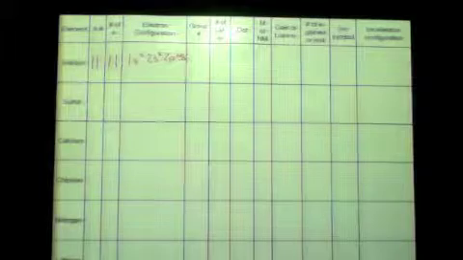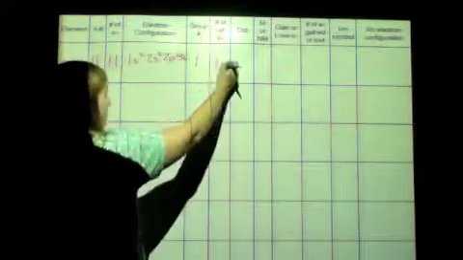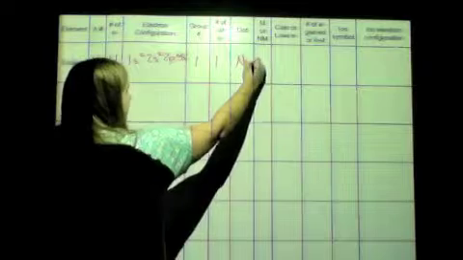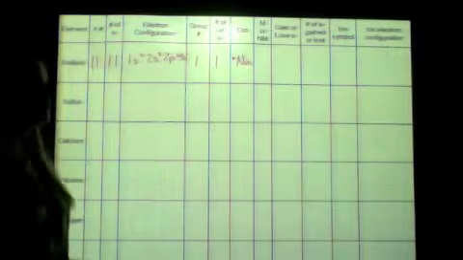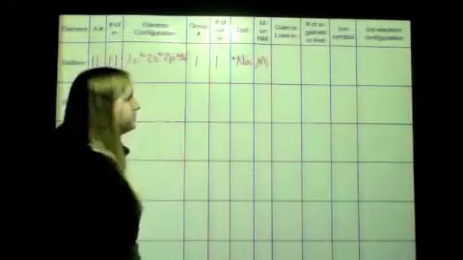Group number, it's in group 1. Since it's in group 1, how many valence electrons does it have? 1. So then we do the electron dot diagram, it's just Na with 1 dot. Is it a metal or a non-metal? So again, is it to the left of the staircase or to the right of the staircase? It's to the left, so it is a metal.